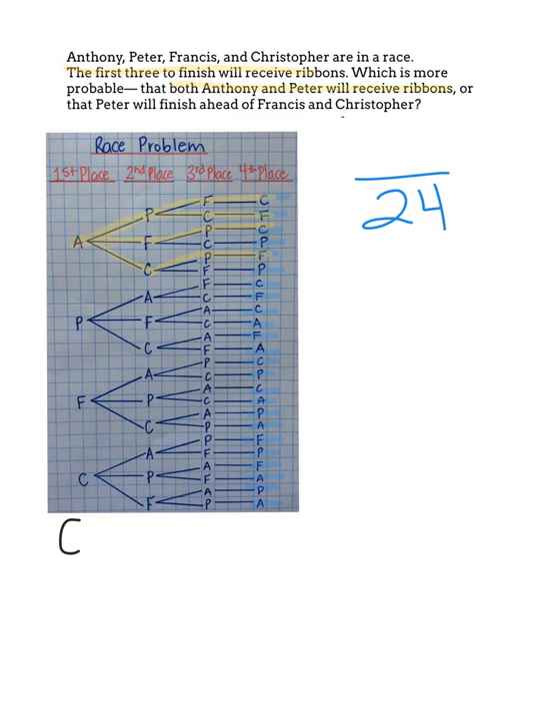Okay, so let's take a look at where Peter finishes first. So again, this is going to be favorable for what we're looking for. So Peter is first, Anthony is second, so this one works. And so does the next one because Peter is still first and Anthony is still second.